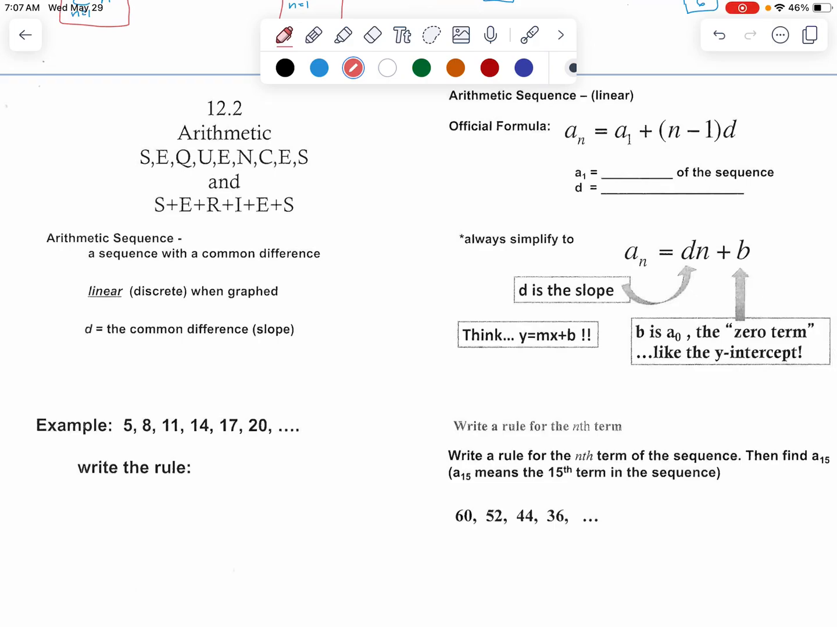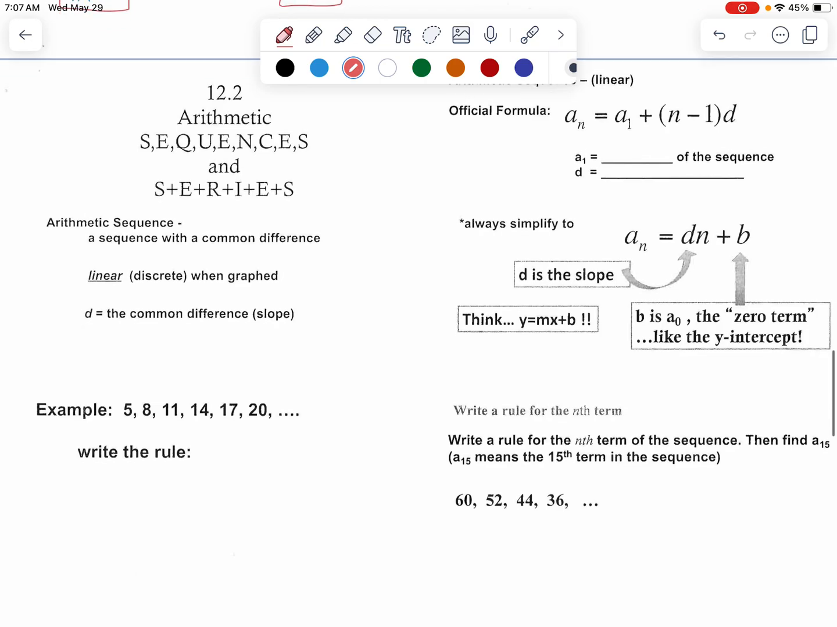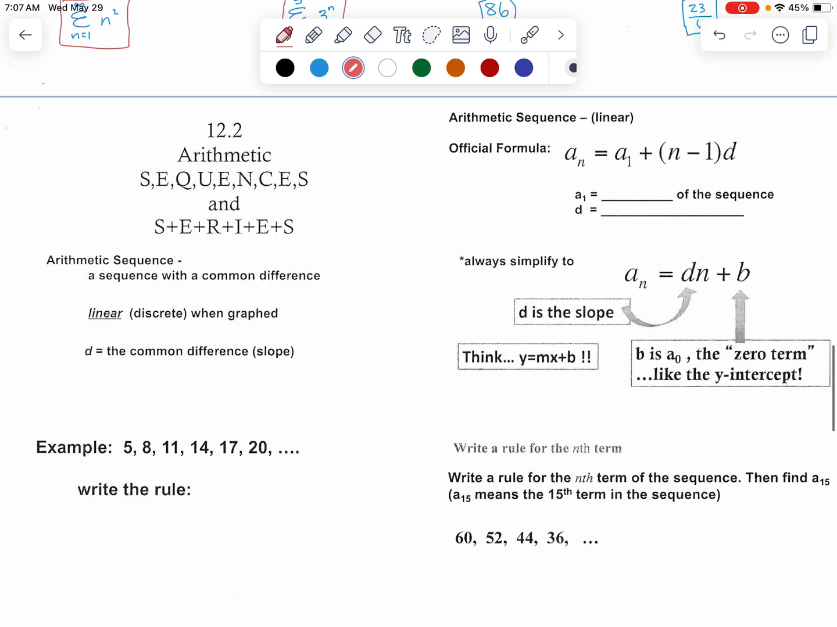All right, today we're going to learn about 12.2 arithmetic sequences, and we're going to talk about the linear part that goes with this. When we talk about these linear or discrete sequences, when we graph them, we're looking for a sequence with a common difference. You're going to treat that common difference, the d, as the slope.